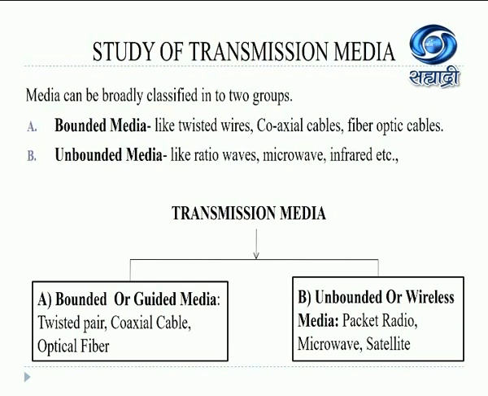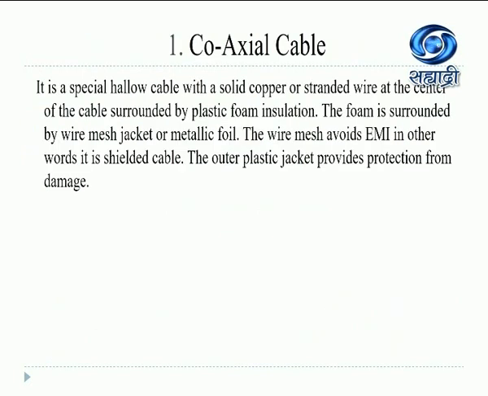Bounded media include twisted wires, coaxial cables or fiber optic cables. The next category is unbounded media, which is radio waves, microwaves, infrared and many more. So these are the 2 important transmission media categories. First one is the bounded or guided media and second one is the unbounded or wireless media respectively. So let's go one by one through the bounded media. The first bounded media is the coaxial cable.